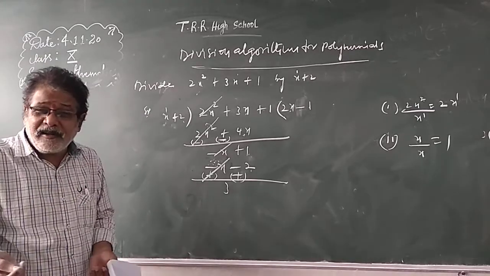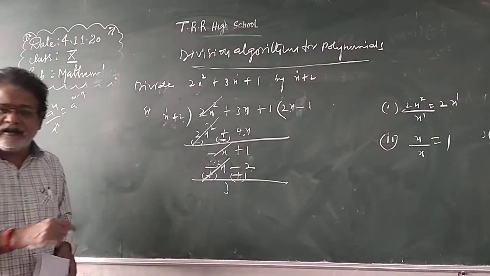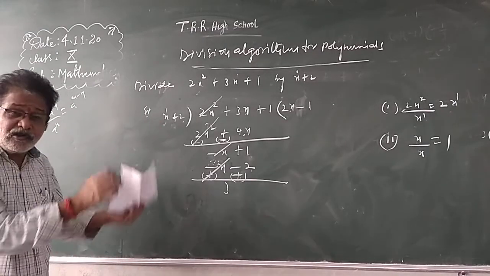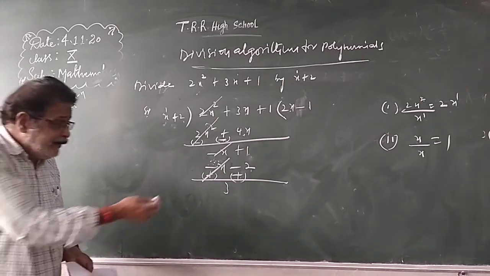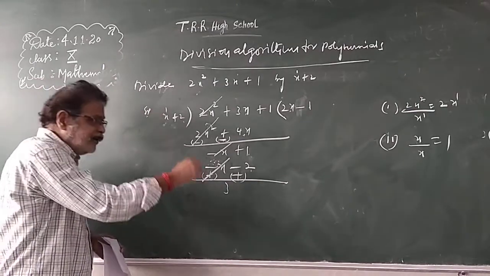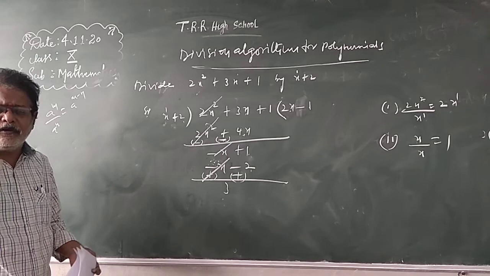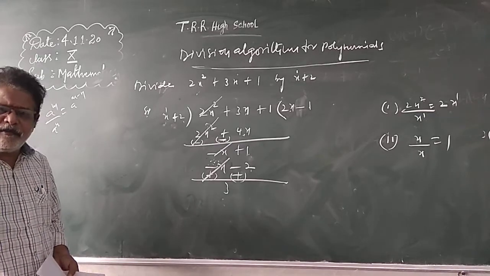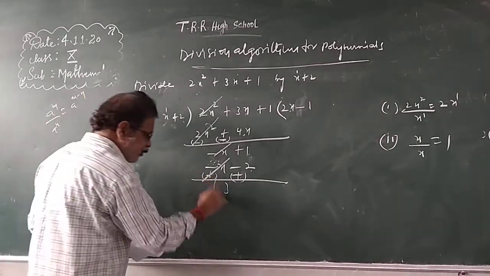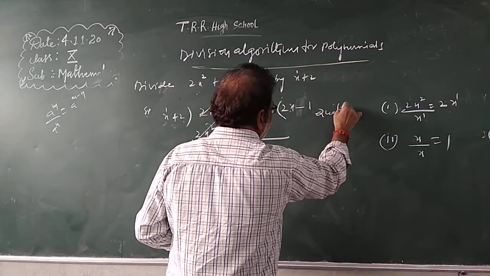How can you stop the division? The degree of the remainder is less than the degree of the divisor. This is one of the rules in division. The remainder we got is a constant term, and every constant term has degree 0. 0 is less than the degree of the divisor, so you stop. This is the remainder, and this is the quotient.